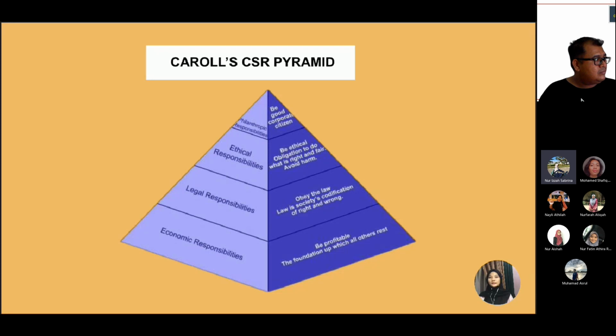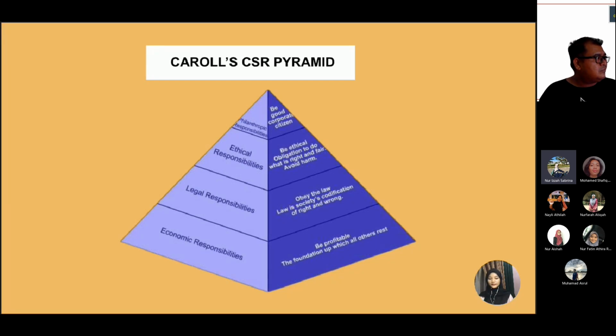Contohnya, ada setengah business ni dia boleh buat tu, ada setengah business ni tak boleh buat. Macam itulah. Okay. Last but not least is discretionary responsibility, or we call philanthropy.